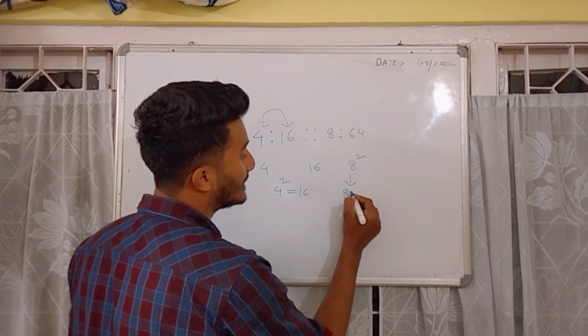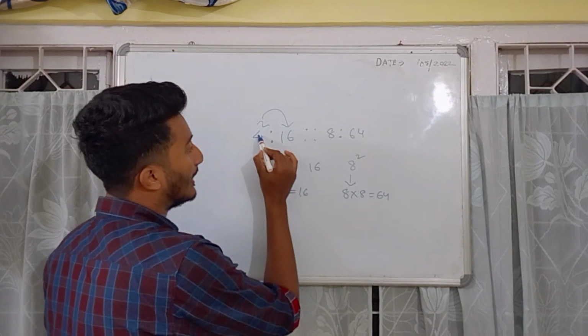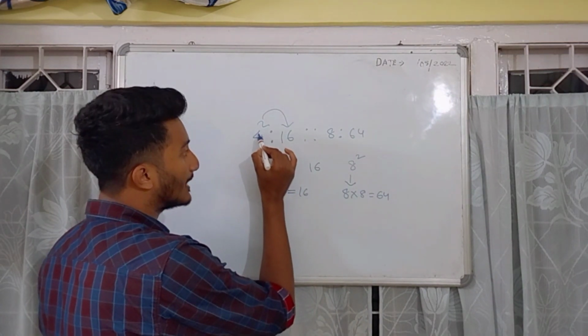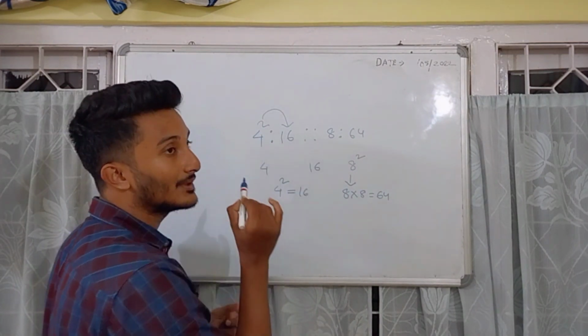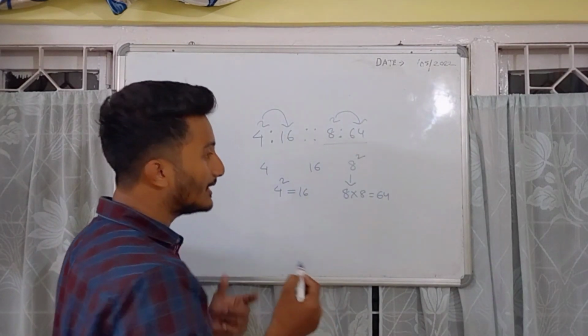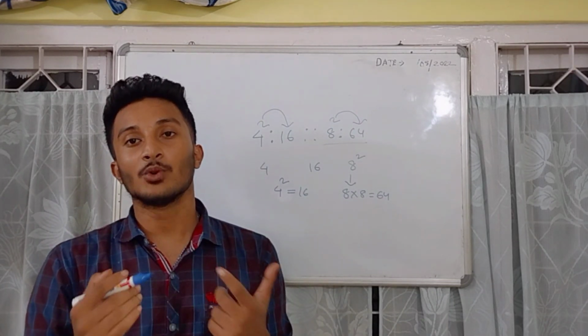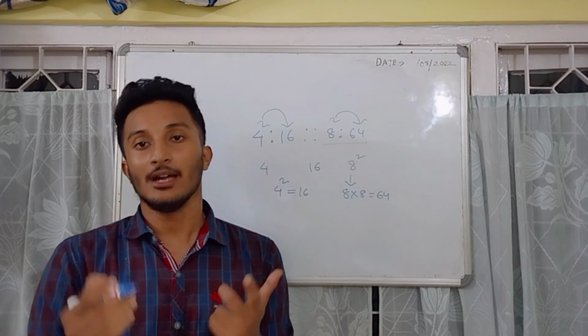Definitely. 8 square means 8 into 8, that is 64. So here we have done the square of the first number and we have got the second number. So in this case also we have done the square of the first number and we are getting the second number. So it is a different pattern. So as much as we solve questions, we'll be getting more and more ideas about how to solve number analogy.